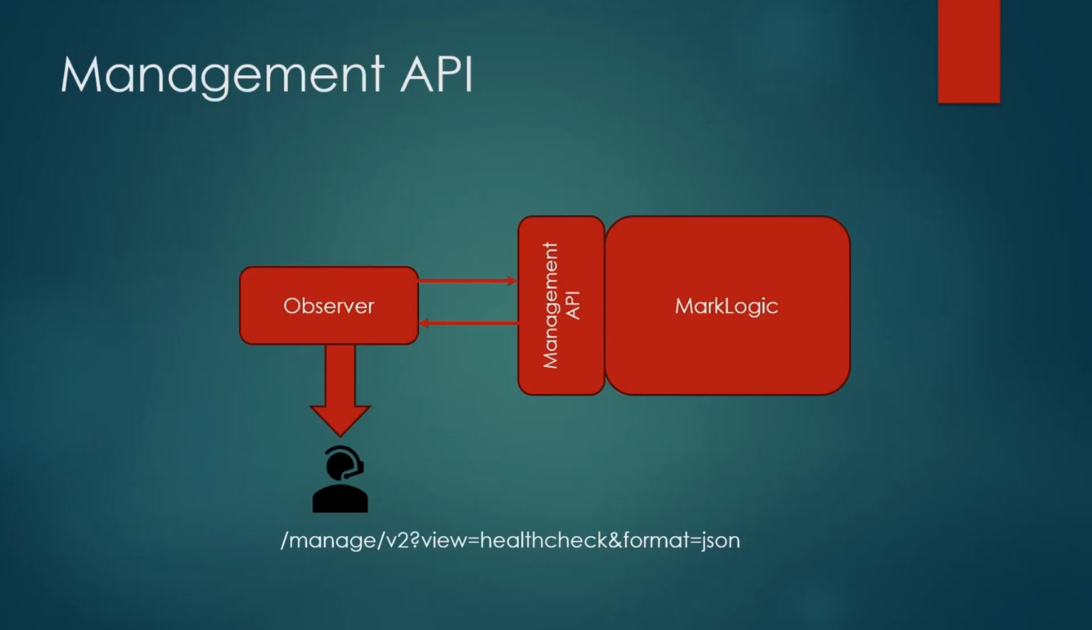One of my favorite URLs for this in the management API is the manage v2 view equals health check, format equals JSON. So the health check view tells us for every database, for every app server that's running in MarkLogic, is it healthy? Real simple metric, really easy to evaluate, and really useful to know. Because if anything ever comes back false, we want to jump on that. Again, let's find it before our users do.